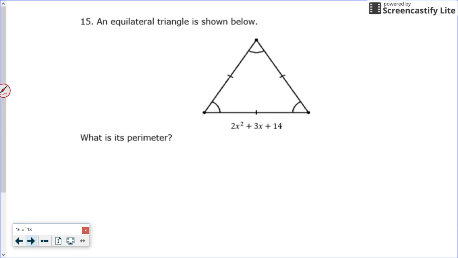Number 15, we've got a perimeter question. A perimeter is just adding each of the sides. If it's an equilateral triangle, all sides are equal. That's why it's called equilateral. And these symbols here mean each of these sides are equal to each other.